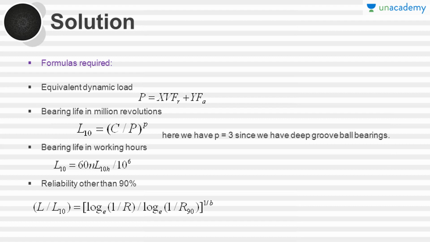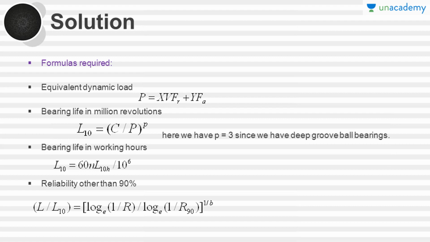And the bearing life in working hours is given by L10 equals 60 into N into L10h by 10 to the power of 6. This is the relation between the life in million revolutions and the life in working hours. Here the value is given in working hours. That's why we need a relation to find the value of L, the life of the bearing in million revolutions.